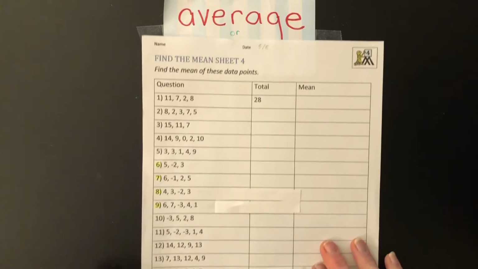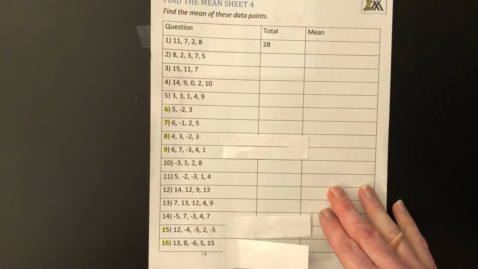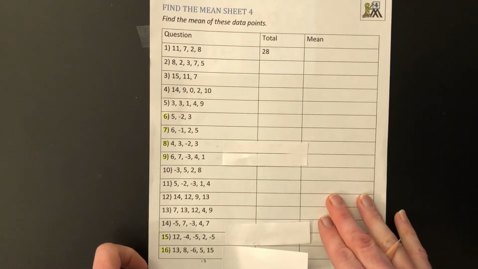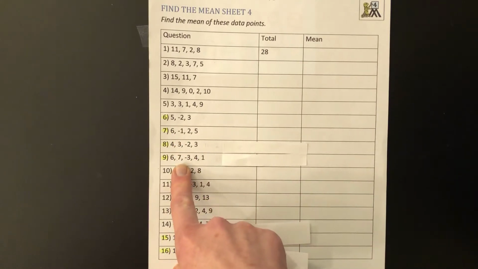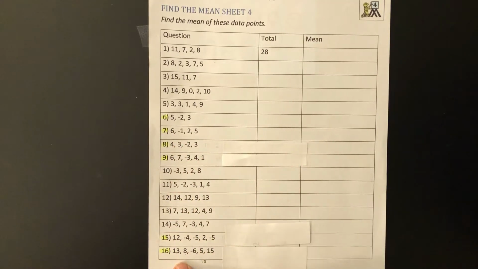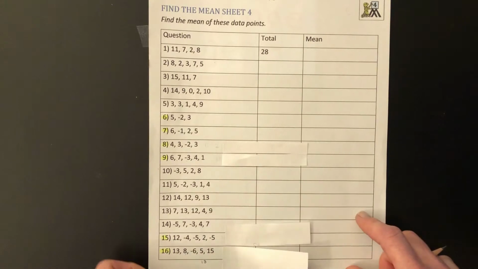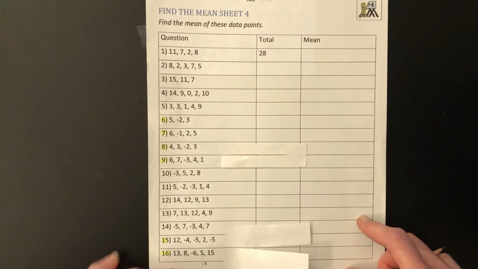I'm going to do numbers 6 through 9 and then 15 and 16 with you. We'll start with 6. 6 is the first one with a negative in it. We'll do these together and I'll show you a strategy that I use. We'll find the mean and then we'll go on to the next page. This won't take very long because these are pretty small numbers, so adding them up won't be very time consuming.